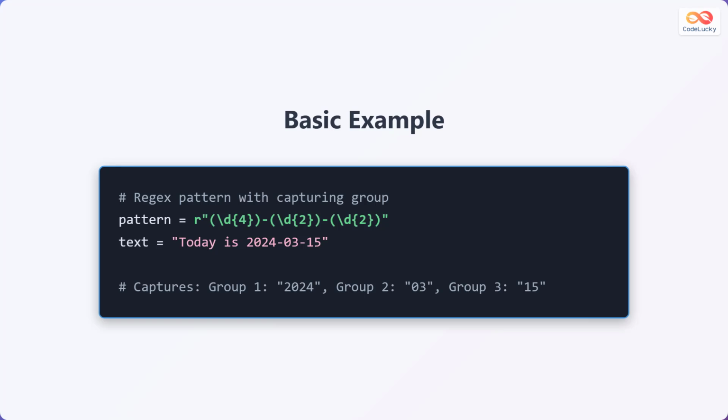Here's a basic example. Imagine we have a regular expression pattern with capturing groups: r"(\d{4})-(\d{2})-(\d{2})". This pattern can be used to match a date format: year, month, and day. The text "Today is 2024-03-15" matches this pattern. The capturing groups will capture Group 1: 2024, Group 2: 03, and Group 3: 15.